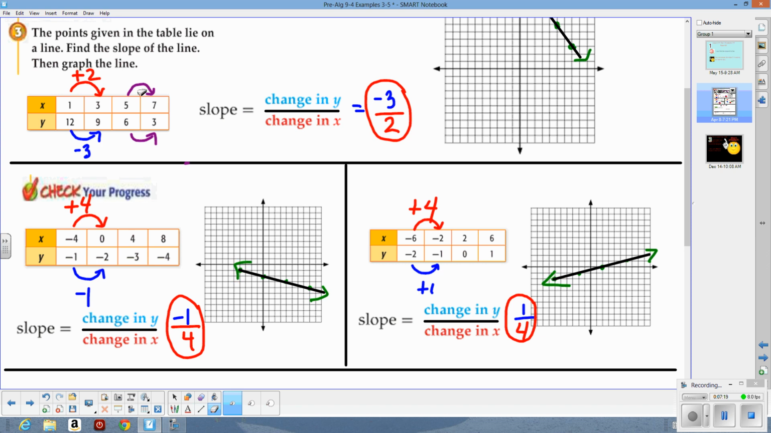The other thing I can show you is that you could even choose 2 points that were not next to each other in the table. For example, from 3 to 7 and from 9 to 3. So between these 2 points, the change in the y from 9 to 3 is -6, and from 3 to 7, that's +4. If you simplify this fraction, you end up with the one that we had to start with.